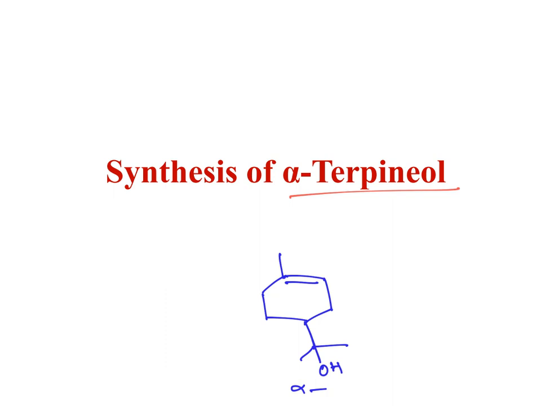If I write a beta terpineol structure, the hydroxy group is present here and the double bond location is here. This is called beta terpineol. In another case, if the double bond is present here, that is called gamma terpineol. So in this class we are focusing on only alpha terpineol synthesis.